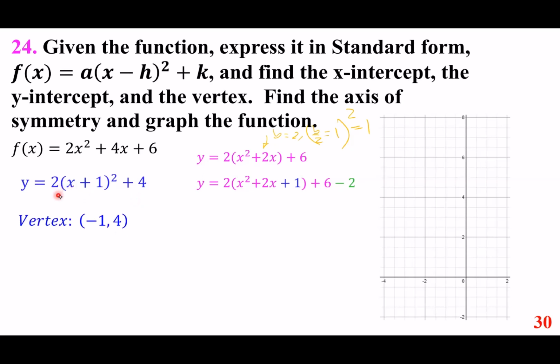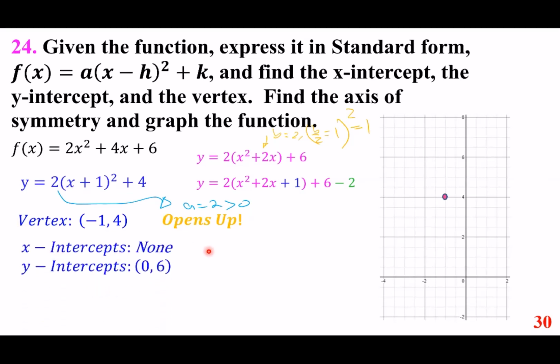Therefore, I have the vertex of negative 1 comma 4. And I know it opens up because A is 2 and it's positive. So that's the vertex. We don't have any x-intercepts, and the y-intercept is located at 0, 6. Clearly 0, 6, that's the y-intercept.